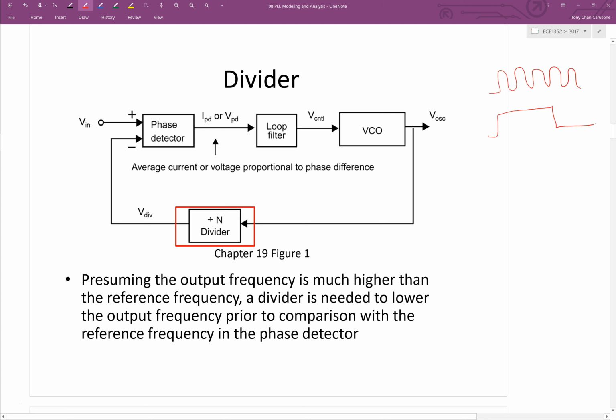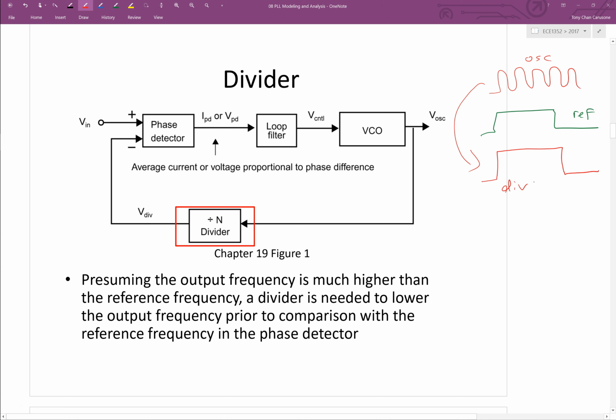So the common way that people have come up with of doing this is to take the high frequency and divide it down. Maybe I should draw this with a different color. If this is our reference, then the idea is you take this output clock and you divide it down.